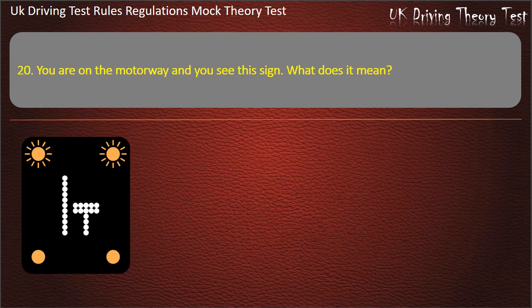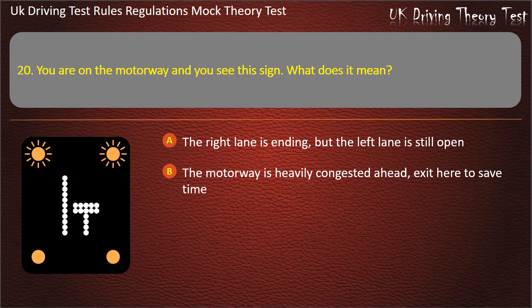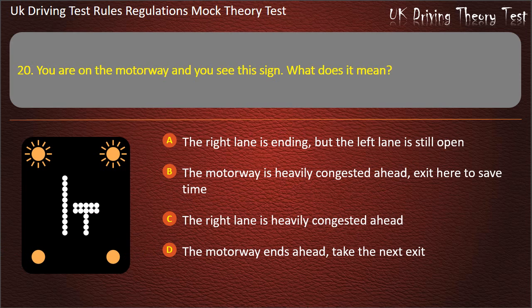Question 20. You are on the motorway and you see this sign. What does it mean? The right lane is ending, but the left lane is still open. The motorway is heavily congested ahead, exit here to save time. The right lane is heavily congested ahead. The motorway ends ahead, take the next exit. Answer. The right lane is ending, but the left lane is still open.